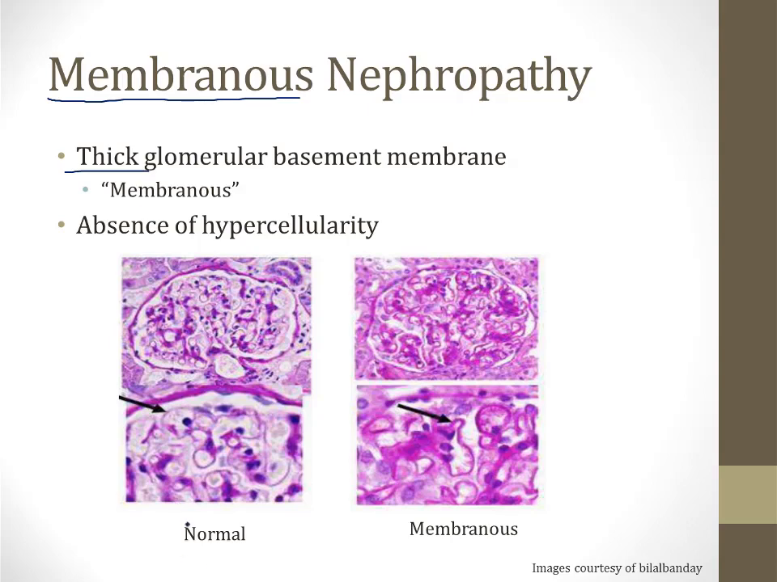If you look at the bottom left side of the screen, there's an example of a normal glomerulus. If you look at the bottom right side of the screen, there's an example of a glomerulus from a patient with membranous nephropathy. Note that the glomerular basement membranes are thickened as indicated by the arrow in the bottom right side of the screen. Importantly, in membranous nephropathy, the glomeruli display an absence of hypercellularity. Why is this feature so important? Well, if there was hypercellularity within the glomerulus, then the disorder would not be membranous. It would instead be membranoproliferative glomerulonephritis.